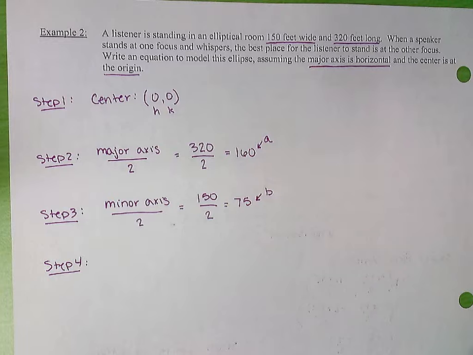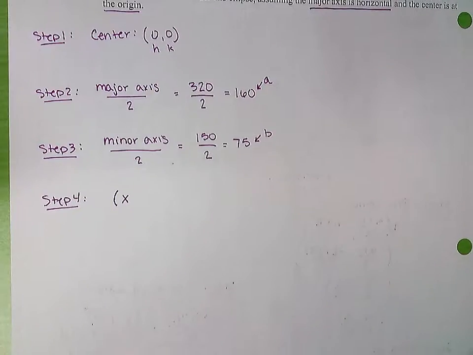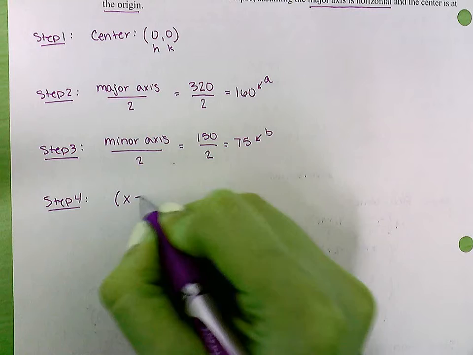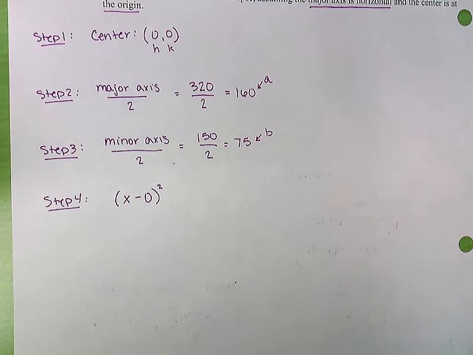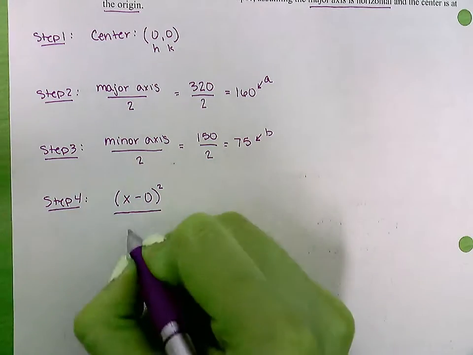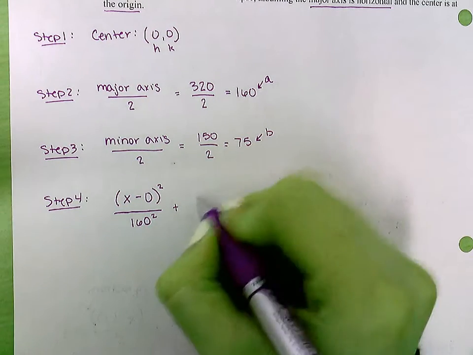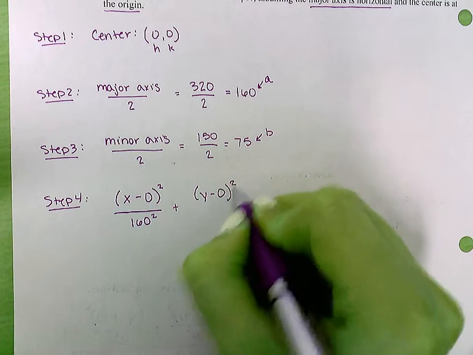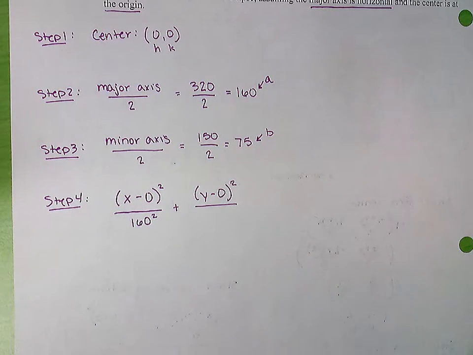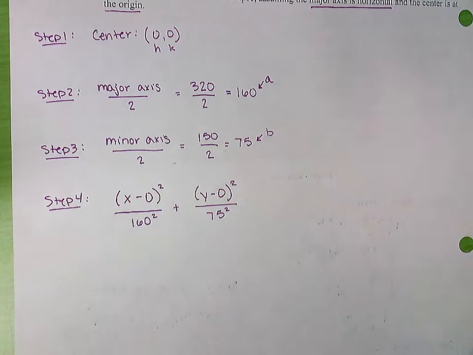Since it is horizontal, they gave us that, we're in this form: x minus h, h was 0, over our a value squared, plus y minus k squared, over our b value squared is equal to 1.